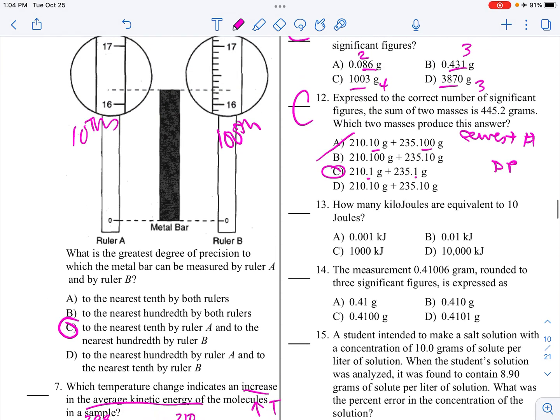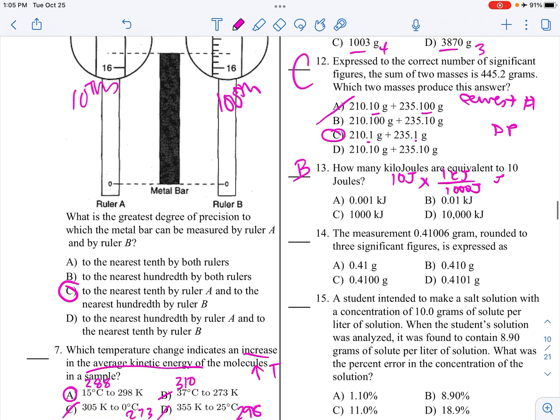All right, so 10 joules, 1,000 joules are in 1 kilojoule, which means divide 10 by 1,000, 0.01 kilojoules, choice B. Okay, so we have to round this to 3 sig figs. So 1, 2, 3. Does a 0 round that up? No, so 0.410.